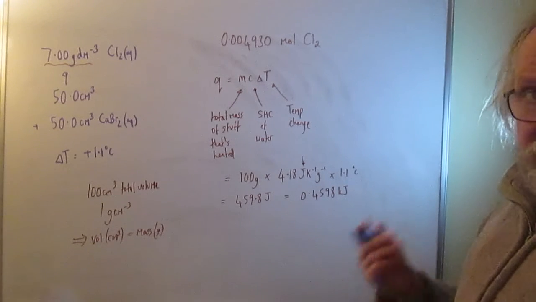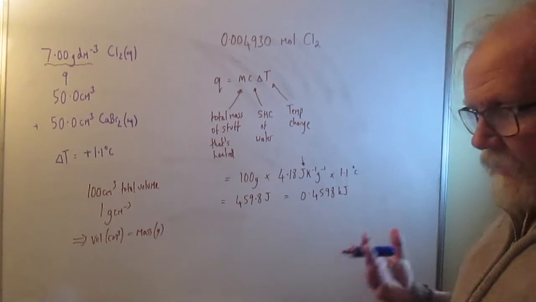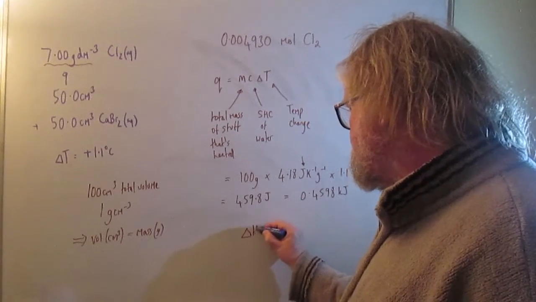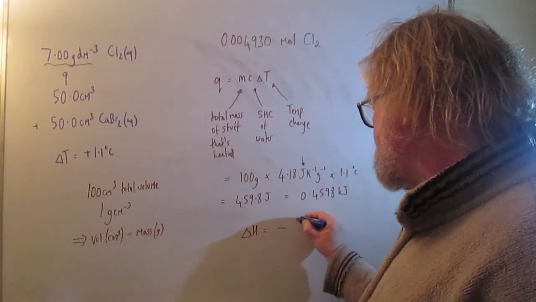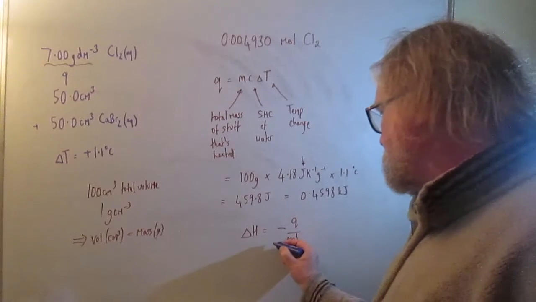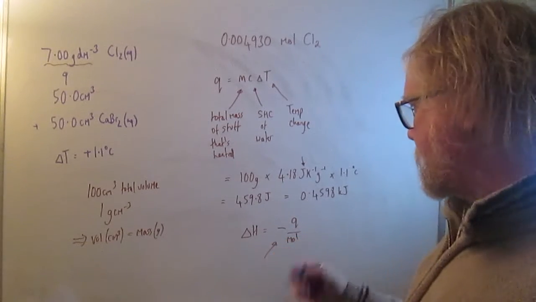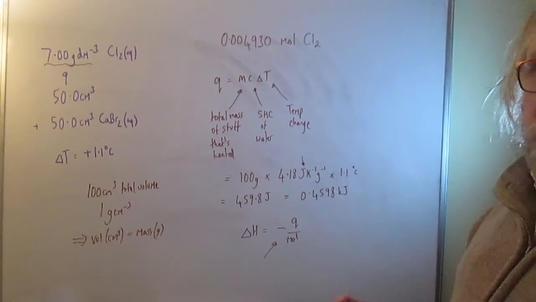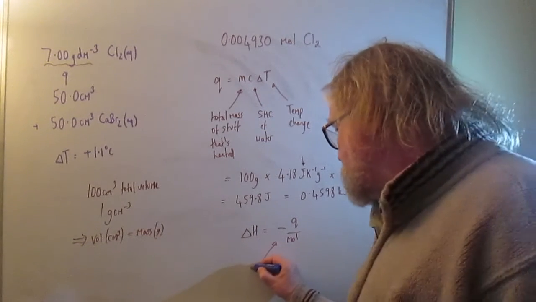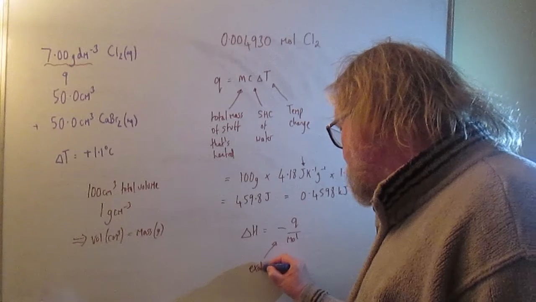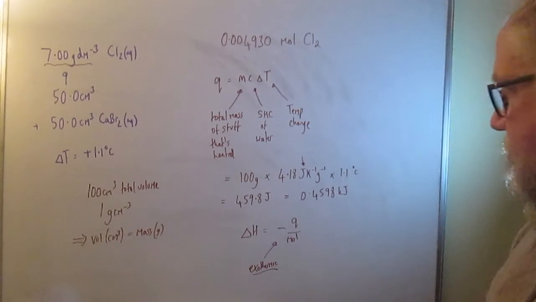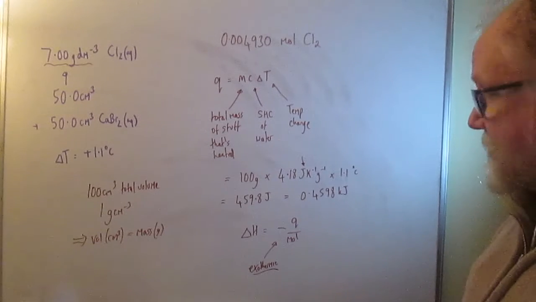Now what we need is kilojoules per mole. We want the enthalpy change. And the relationship that we need is that delta H is minus Q divided by the number of moles reacting. And the minus is only there because we know this is an exothermic reaction. If it was endothermic, it would be plus Q over moles. So always remind yourself that that sign depends on whether it's exothermic or endothermic. But for an exothermic reaction, we know it's going to be negative.